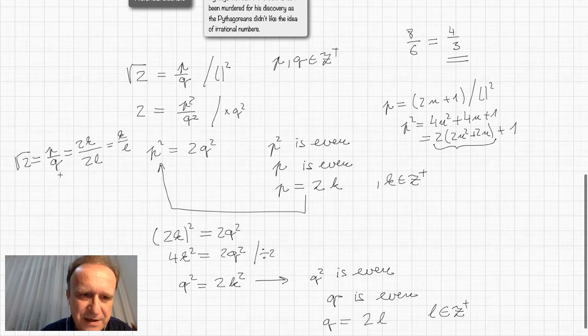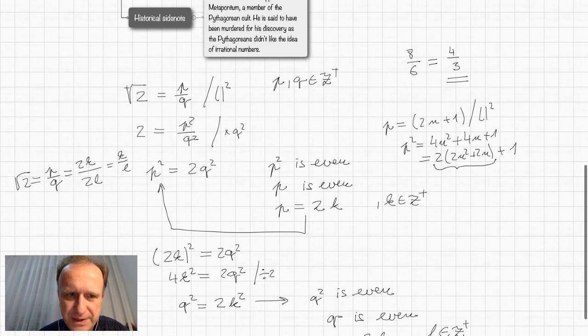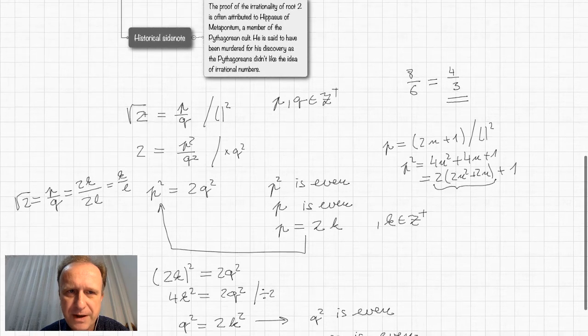So this is a contradiction, and since this is a contradiction, then our original supposition that the square root of 2 is a fraction, p over q, is not true. It has to be false. So the square root of 2 cannot be written as a fraction. If it could, there would be a contradiction, and in mathematics there are no contradictions. So therefore the square root of 2 is irrational. It's not a rational number.